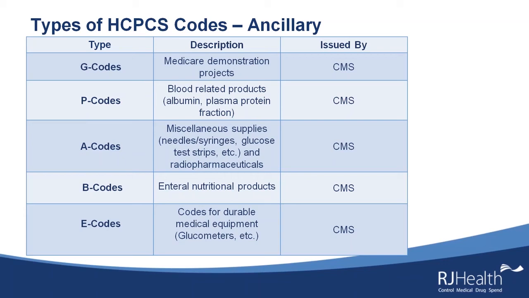P codes for blood products, and then the G codes are kind of interesting: Medicare demonstration products or projects. So the new flu codes sometimes can go into those G codes, as well as anything else that CMS is trying to track as it relates to either new types of products or new treatments.